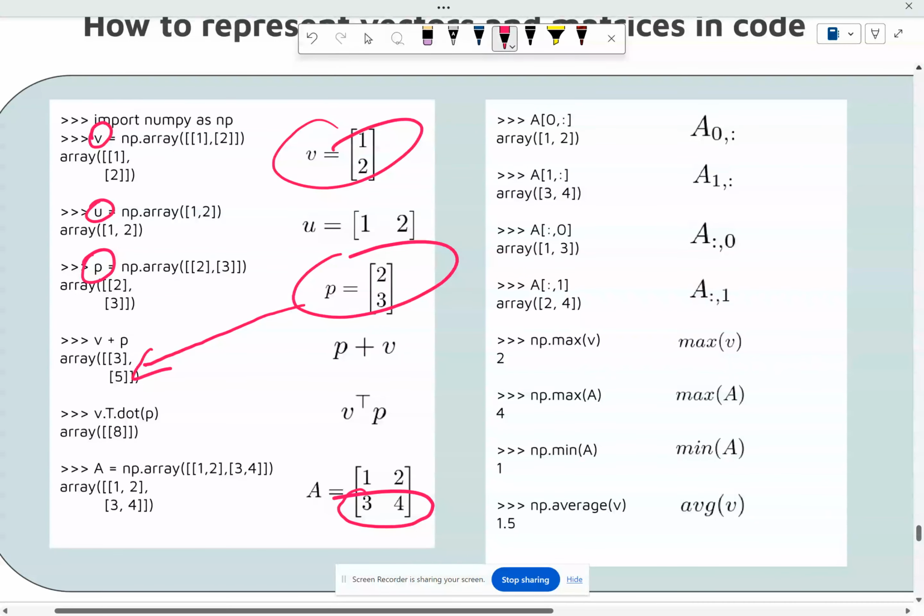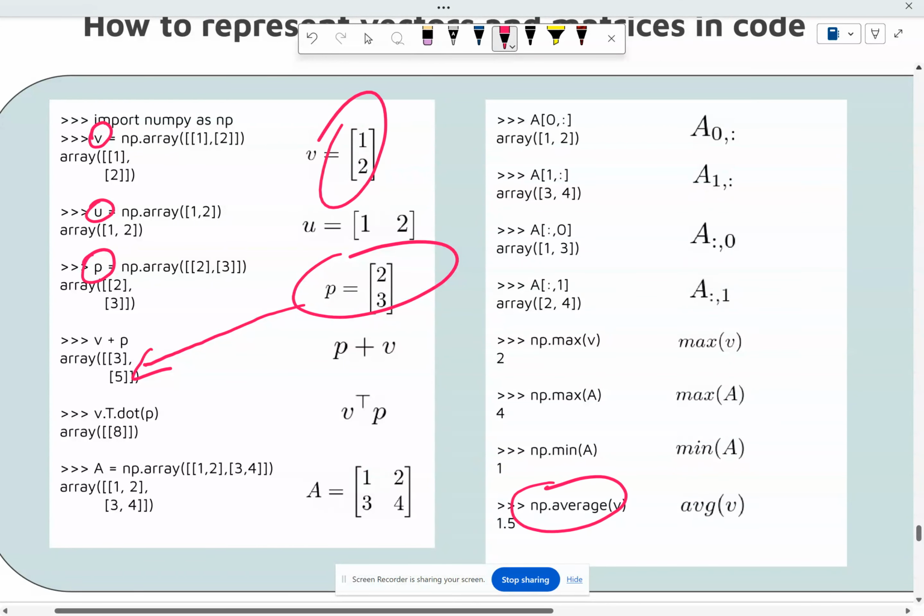Once you have the vector and the matrix, you can run various other operations, such as max. So this gives you the maximum value in V, which should be 2. And the max value in the matrix A, which should be 4. Or the minimum value in A, which is 1. Or you can even find the average. What's the average of V? It's 1.5.